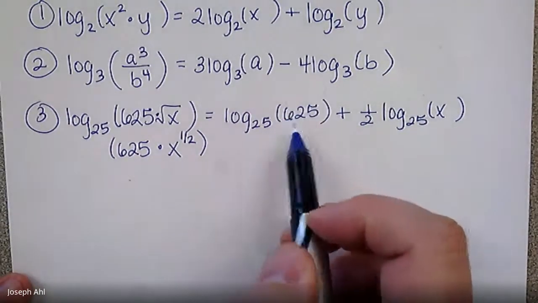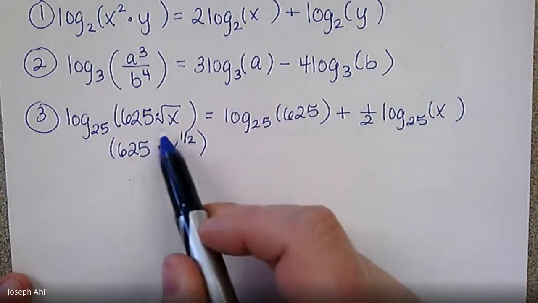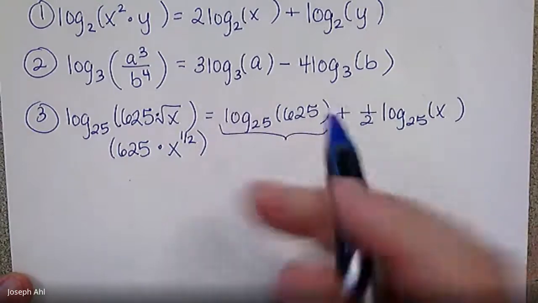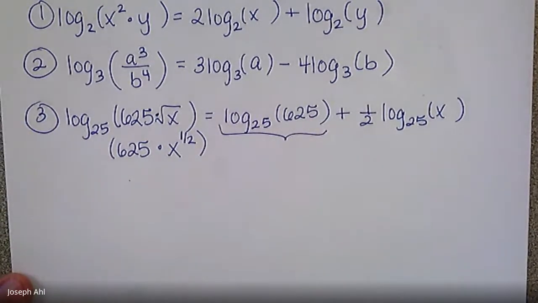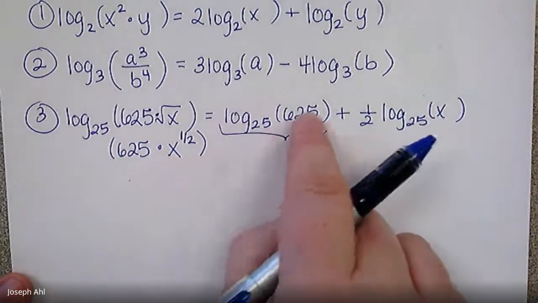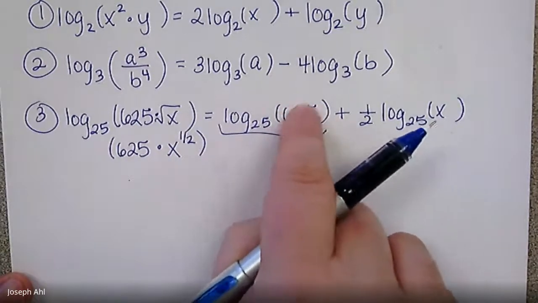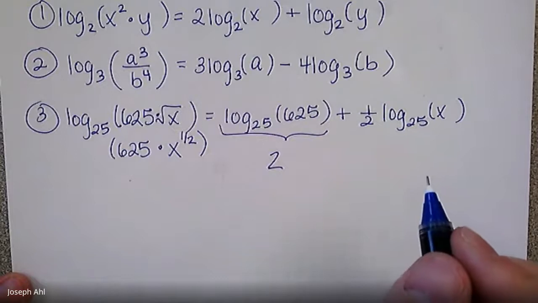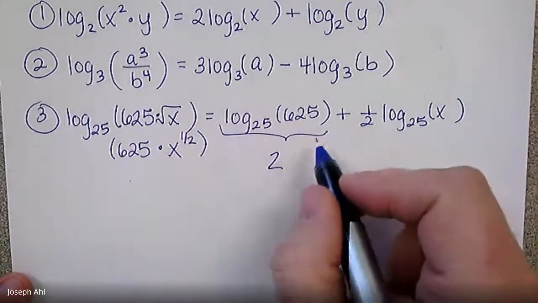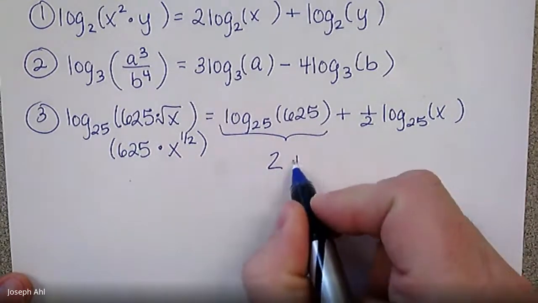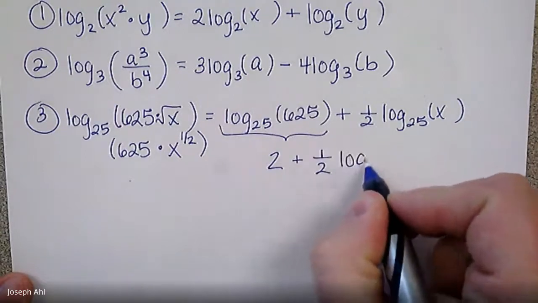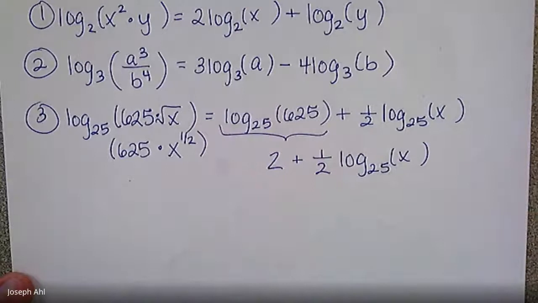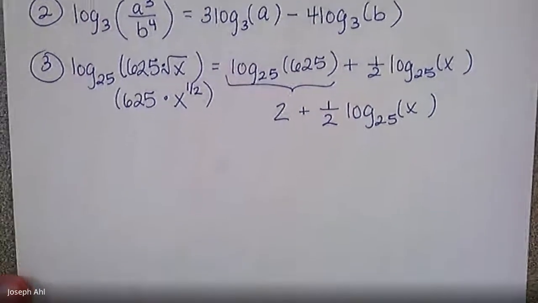I'll tell you that if you have numerical parts that are being multiplied or even part of a quotient there, you want to think about, can I evaluate that and make that a simpler number here? Because remember, this number is 25 to some power equals 625. Turns out that that's just 2. 25 squared is 625. So therefore, I can just replace that whole thing with a big old 2 plus 1/2 log base 25 of x. That's the most simplified form of what we started with in number 3.